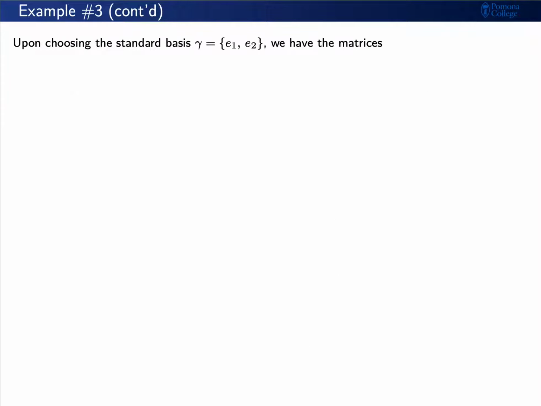Upon choosing gamma to be the standard basis, as we've done all along, we have the following matrices. First, capital A is just the matrix representation of our transformation T with respect to the standard basis. Here, all that we're doing is looking at the matrix where T is A times x.